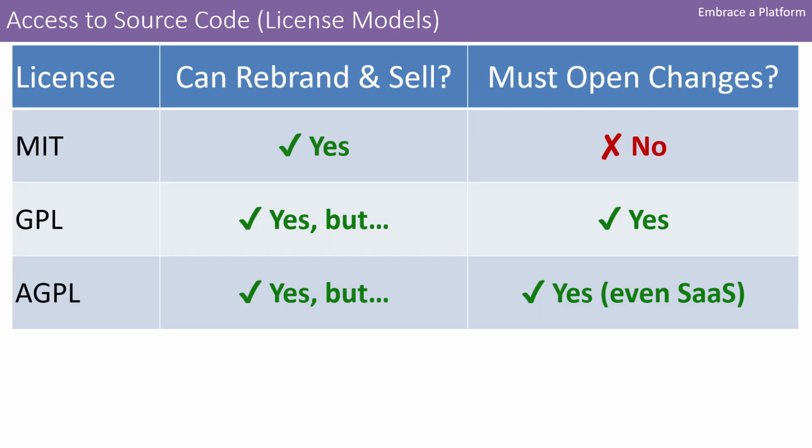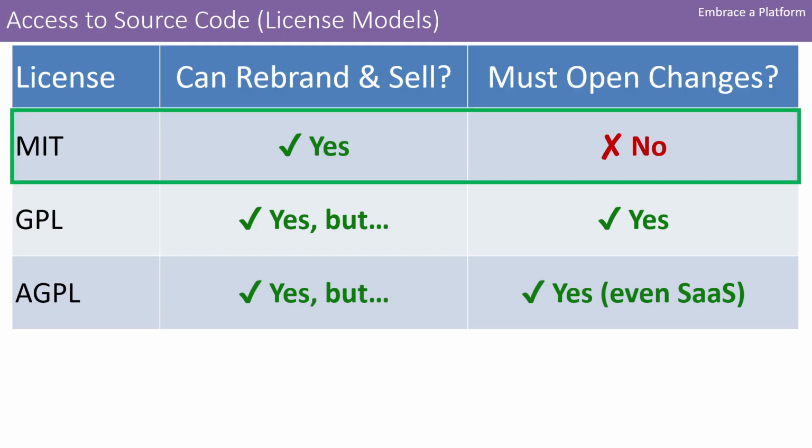Access to the source code is important as well, especially with the AI tools nowadays. It's good to have access to source code. Now, MIT is definitely the one that's preferred for most platforms, but GPL, AGPL, I mean, many of those are just fine as well. You've just got to work within the limits of the licensing.